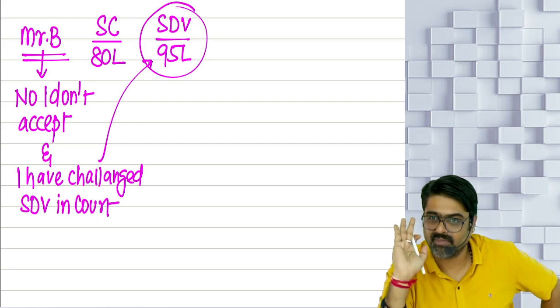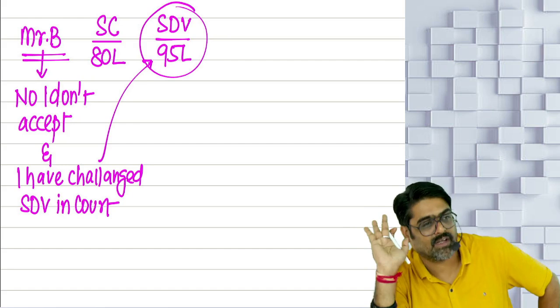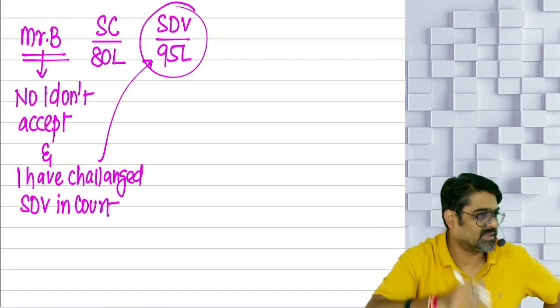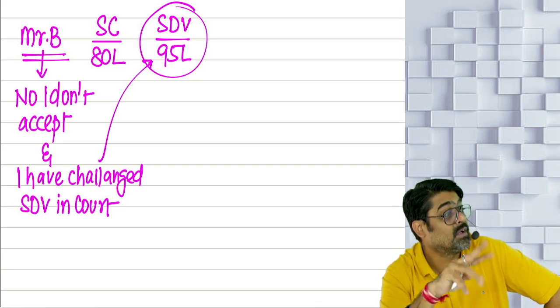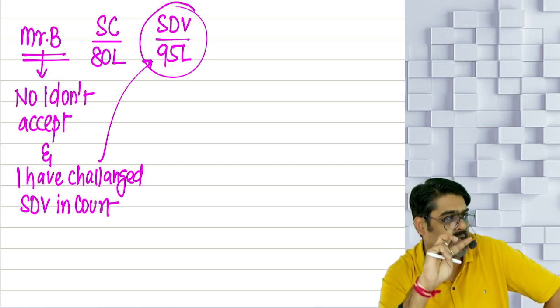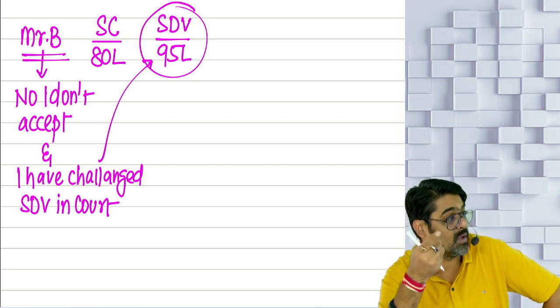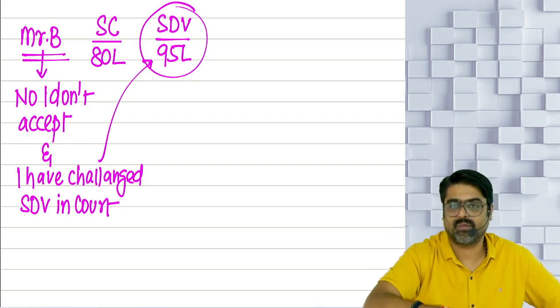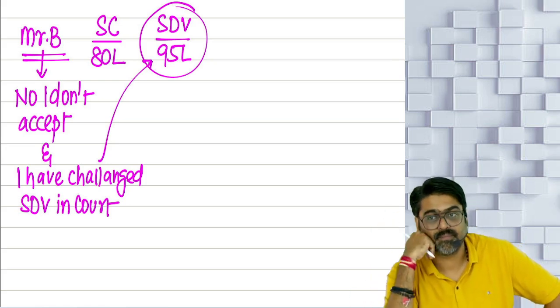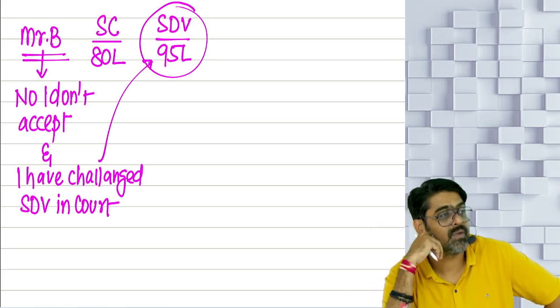So till the time the stamp duty value is not decided by the court, we cannot take this stamp duty value. Understanding? Because this is the subject matter of dispute. And till the time the dispute is not resolved, the court is not giving any stamp duty value, we cannot take this stamp duty value for the purpose of 50C. Because this stamp duty value is challenged.